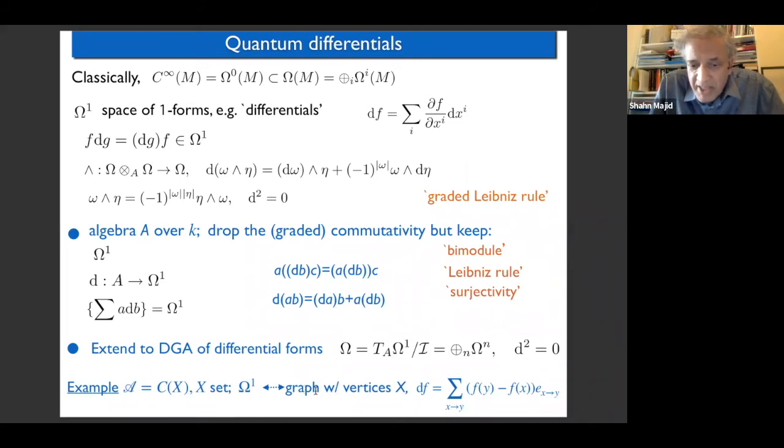And so, for example, if I denote the basis elements of omega one to be e_{x→y}, labeled by the arrows, because they literally are spanned by the arrows, then the differential is something which sends a function on the set to a differential. And that differential is just to take a sum over all the arrows with a weight, which is the difference of f across the arrow. So this finite difference gives you a d, and this obeys these axioms.